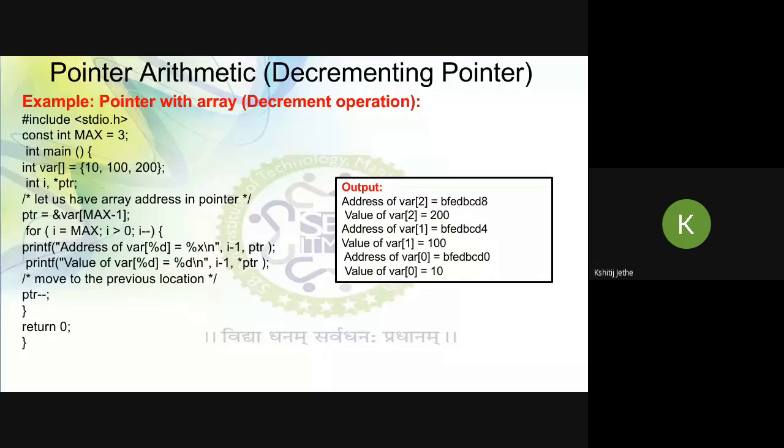So it depends on the type of pointer or the type of variable which we are using. If it is an integer, it may jump by 4 bytes. If it's a character, it will jump by 1 byte. So these are the two basic operations which we perform on the pointer: incrementing the pointer and decrementing the pointer. And these are heavily used in linked lists and trees.